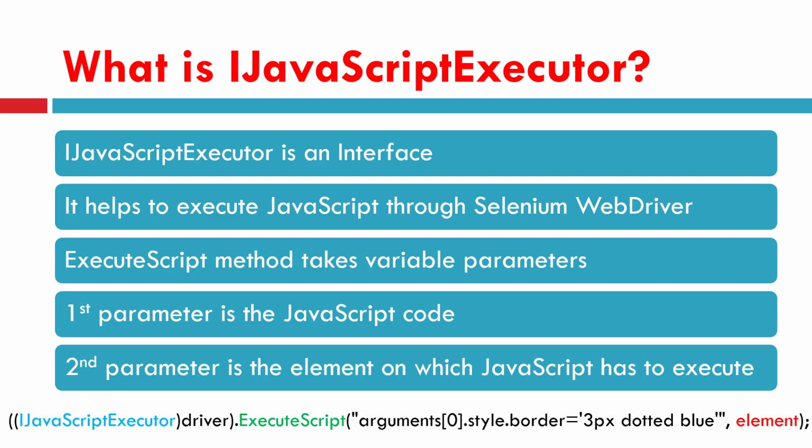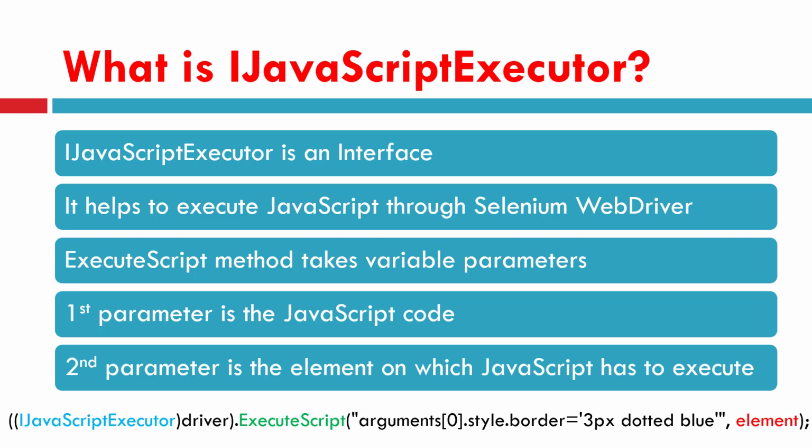It takes a variable number of parameters. In our case, we pass two parameters. The first parameter is the JavaScript code. The second parameter is the element on which this JavaScript has to execute. Looking at the example below, we are converting the driver, which is of type IWebDriver, to IJavaScriptExecutor, and as it has the method ExecuteScript, we pass the code. The code is arguments[0], which means the first argument after the double quotes, which is an element.